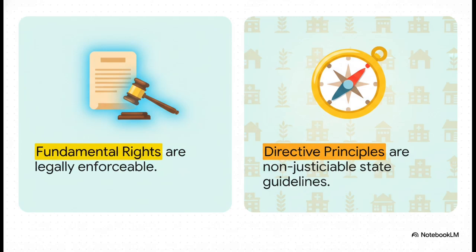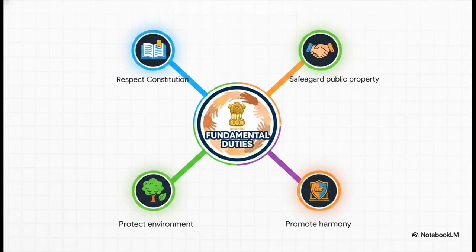Now, these are non-justiciable, meaning you can't actually sue the government over them, but they serve as absolutely vital guidelines. They direct the state to promote welfare, reduce inequality, ensure equal pay, organize village panchayats, and even foster international peace. Think of them as the moral compass of the state. But building a nation requires active participation from us, too.